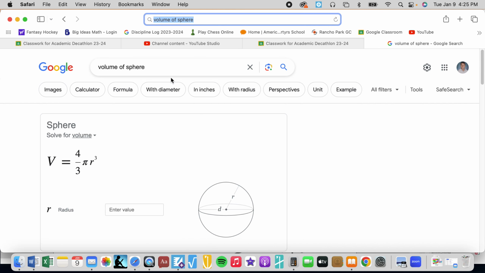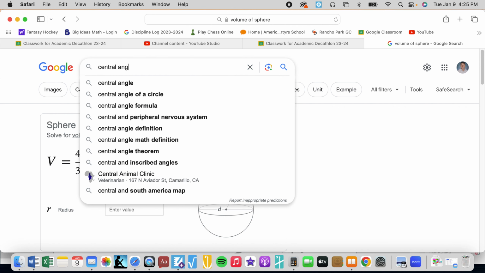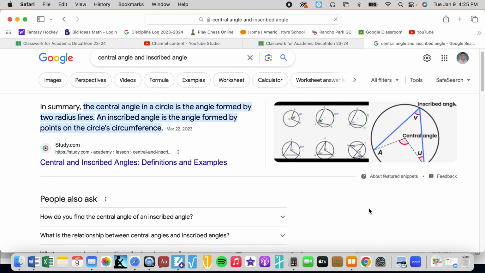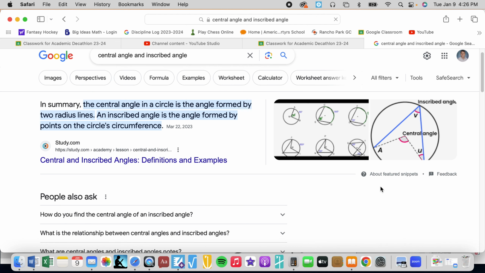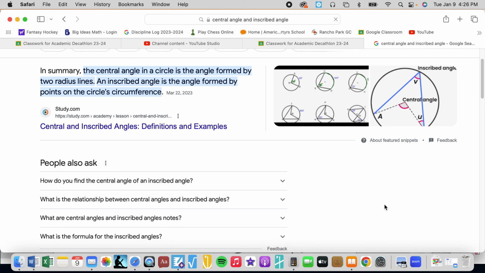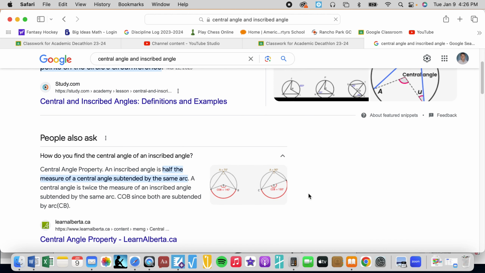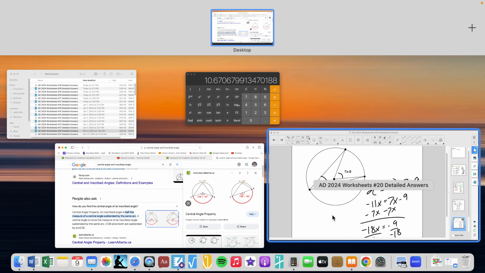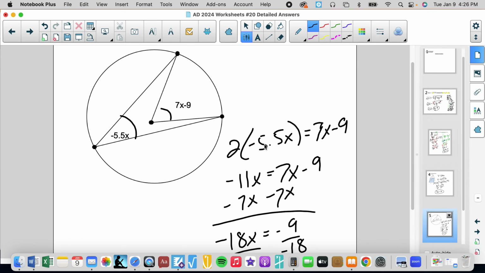Lots of videos, lots of checking answers today, baby. A lot of Googling. Central angle and inscribed angle. Yeah, central angle is twice the inscribed. So if we double the inscribed, it should equal the central. Yeah, that's 140, that's 70. So if I double the inscribed, it should equal the central.